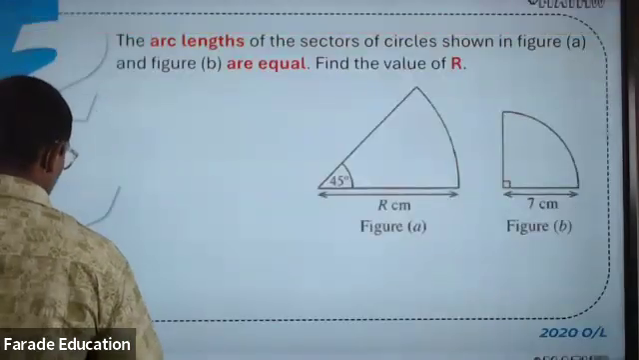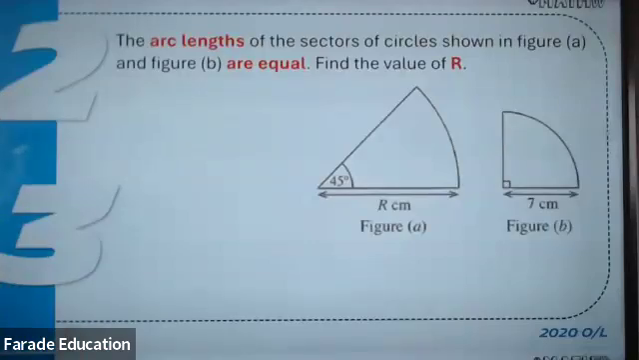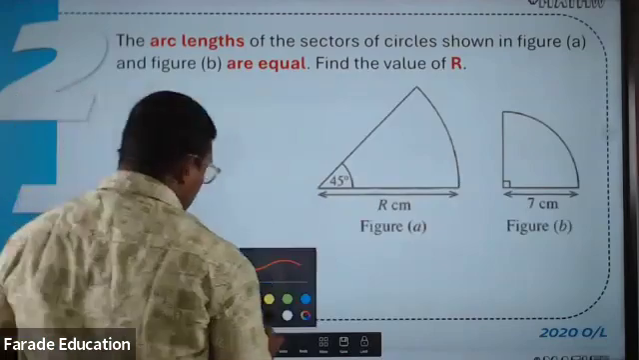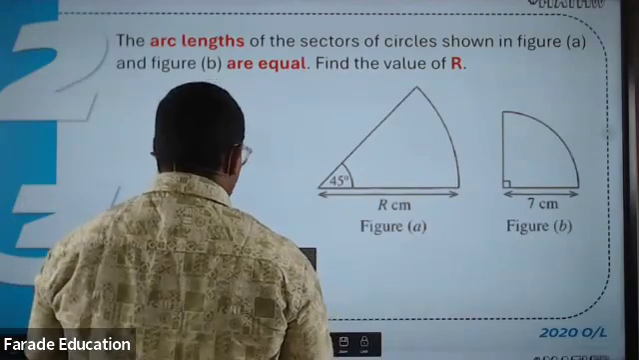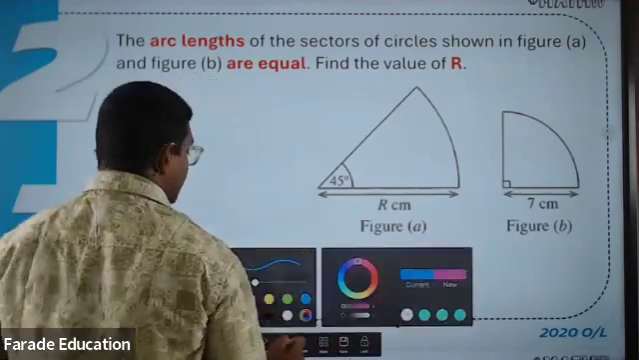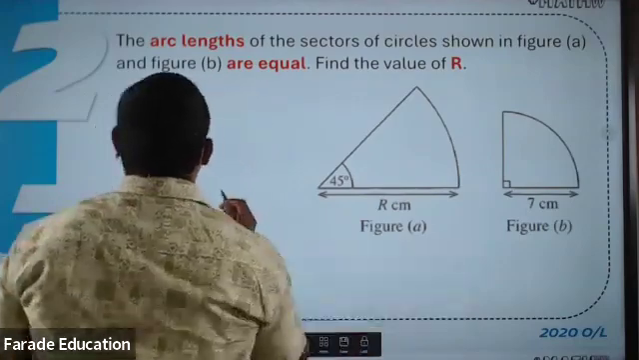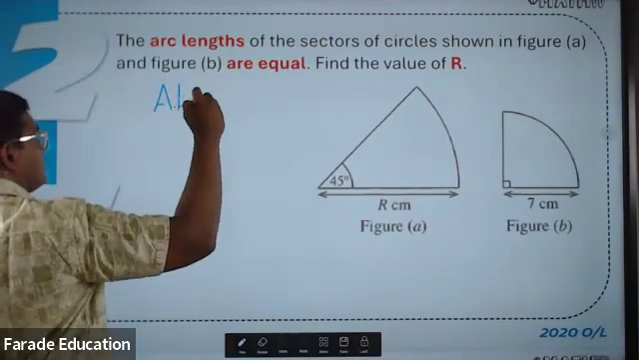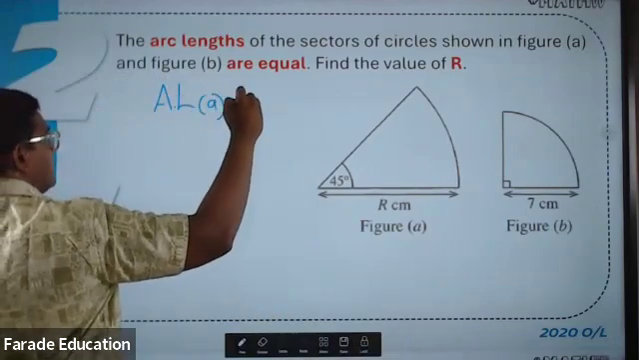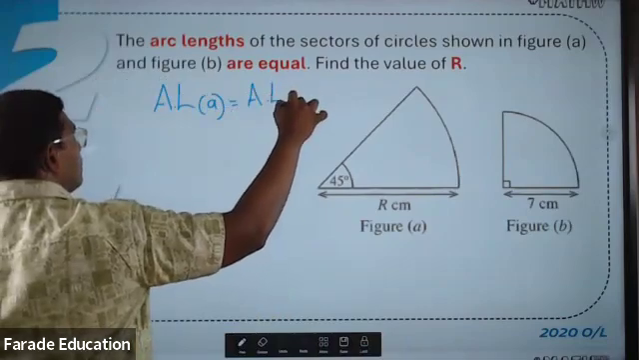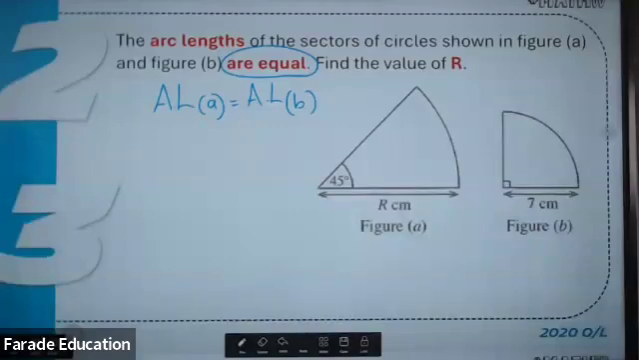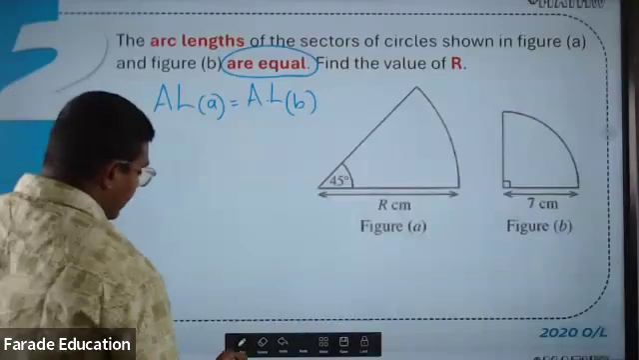Question number 23. Here, the arc length of the sectors shown in figure A and figure B are equal. Now, whenever you get a question, start with where they stop. What did they say? They said arc length of A and B are equal. So you write arc length of A is equal to the arc length of B. Where they stop, you start.